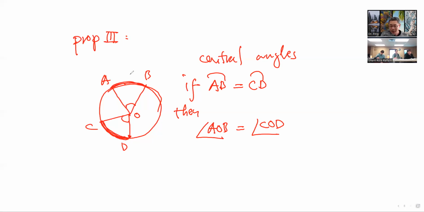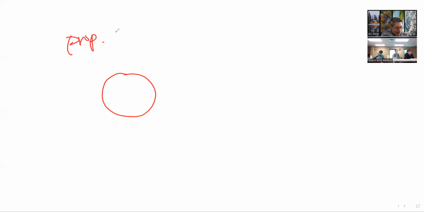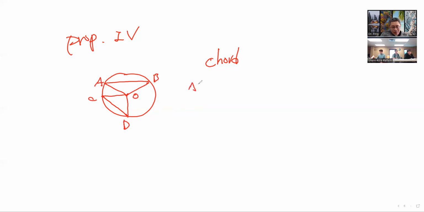And then we're looking at proposition 4, that if we have this, which is called a chord, and we have another chord, and here's the center, A, B, O, and C, D. So if AB, those are chords, the line segment AB is equal to CD, then the arc is also congruent. So far, all those are pretty intuitive.